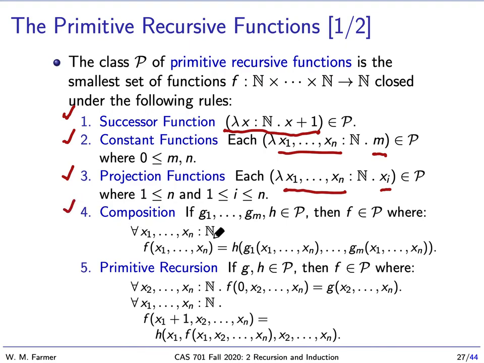Another rule is composition. If we have a function h, and we have a bunch of functions g, and these g's all take the same set of arguments, if we compose h with g in this manner, that defines a function f. That function will be a member of P as long as the g's and h are members of P.